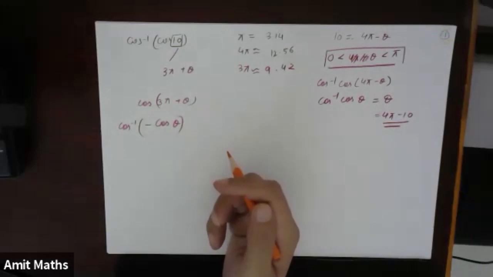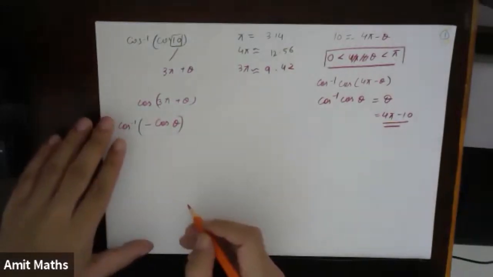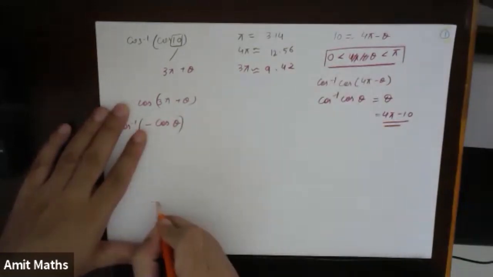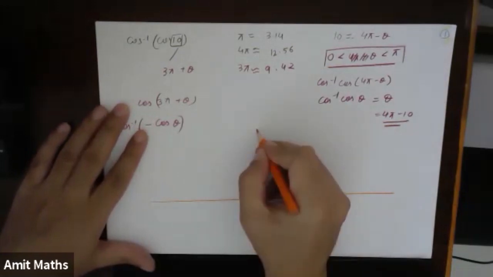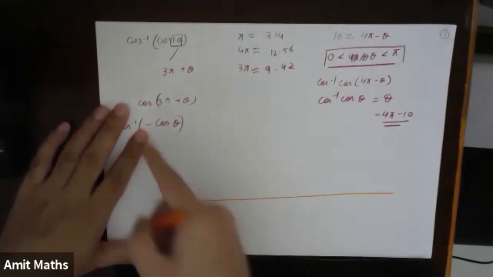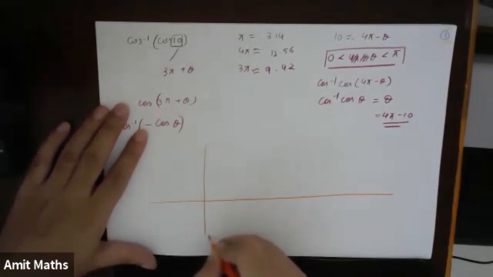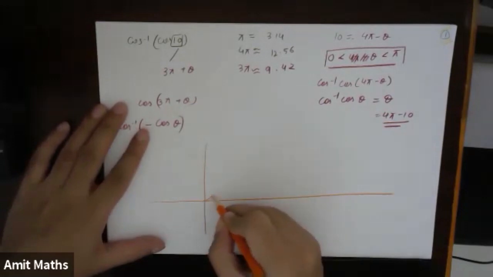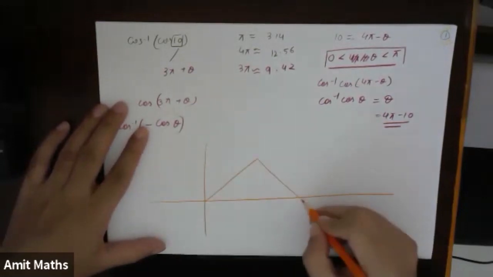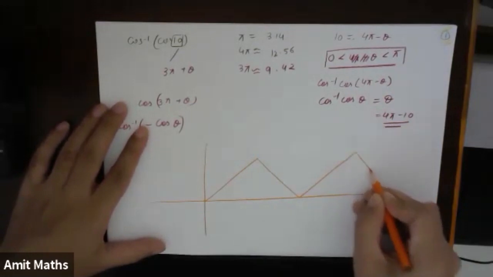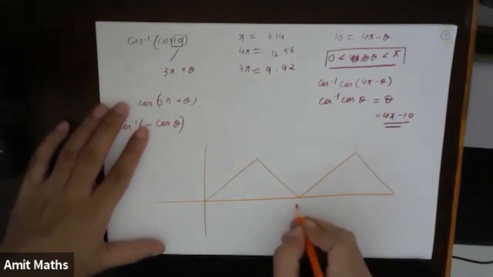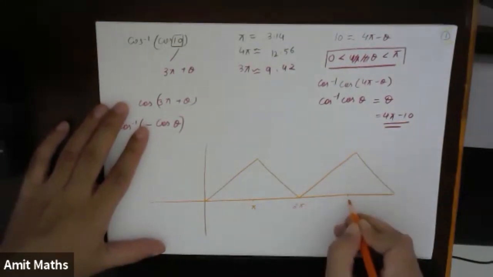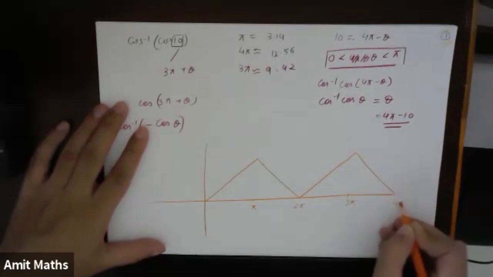So if we draw the graph, we know the cos graph will be something like this. This is the x-axis. I will draw my 0 here. So the graph will be something like this. This is pi, this is 2 pi, this is 3 pi, and this is 4 pi.